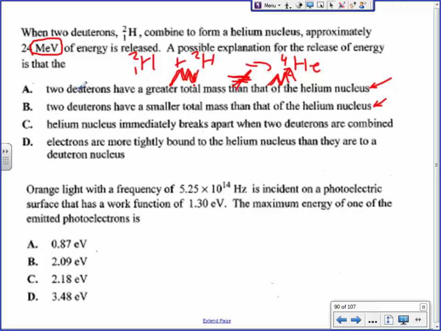So which one's right then? The two deuterons must have a smaller total mass than the helium nucleus. There must be some extra mass found in the form of energy, and when it forms this one right here, that energy is then going to get released.